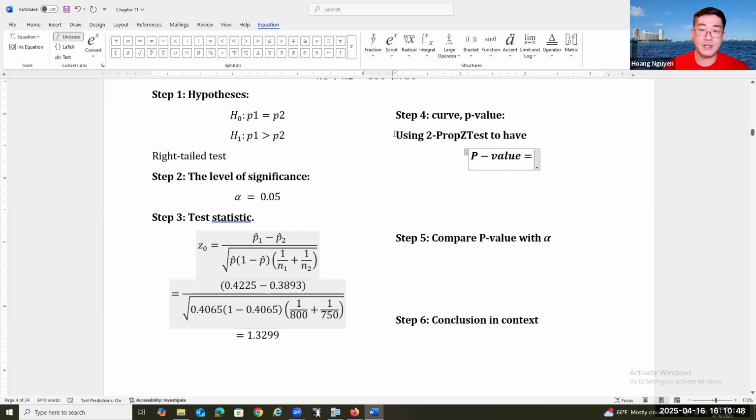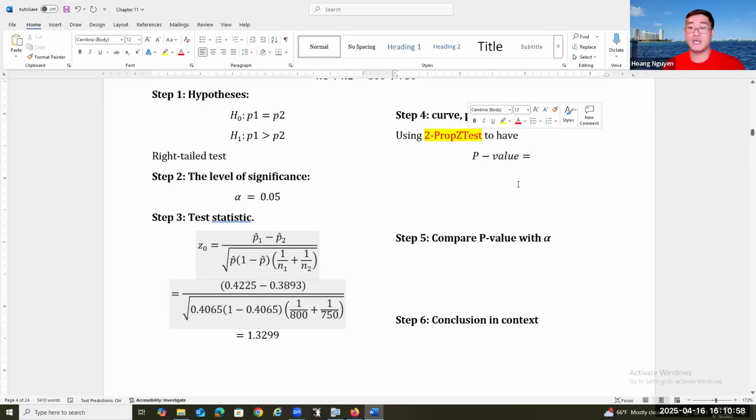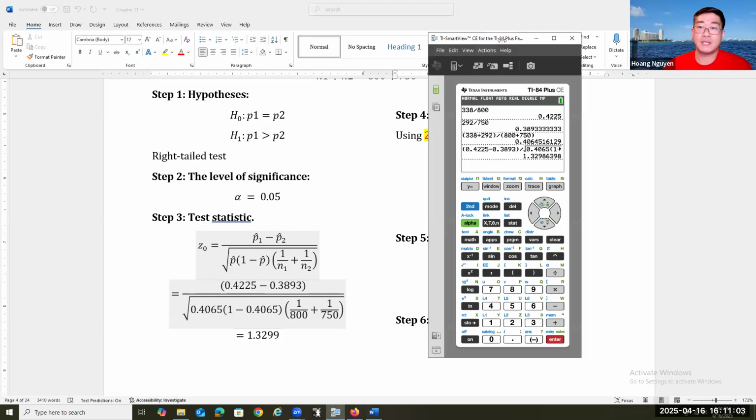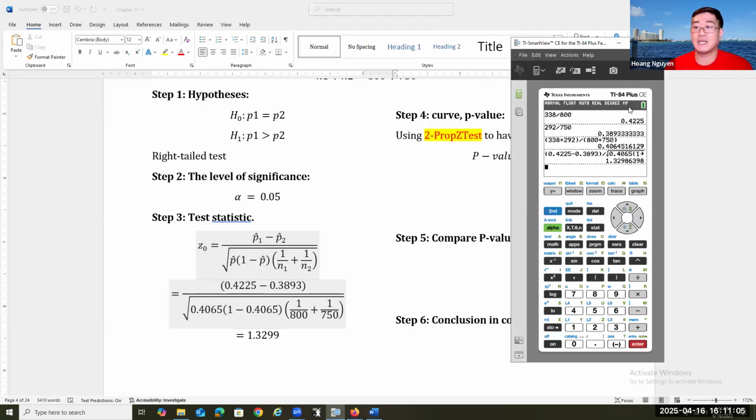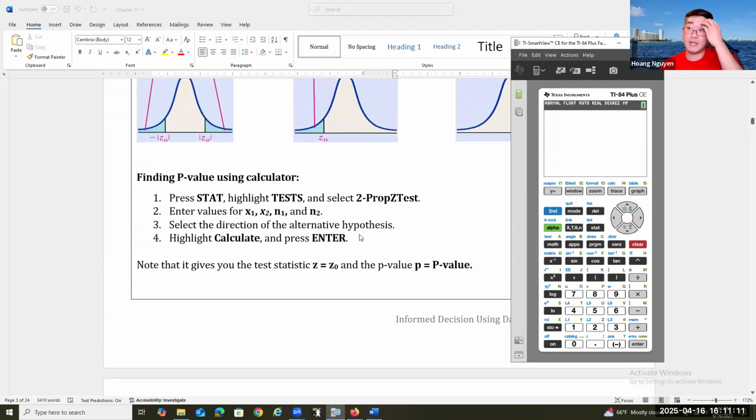Okay, so we're going to use the shortcut, the two-proportion z-test, to help you with the calculation of p-values. Let's take a look at this shortcut, the two-proportion z-test, in your calculator. We have the summary in the previous page already, so you might take a look at this to know step by step how to access it.